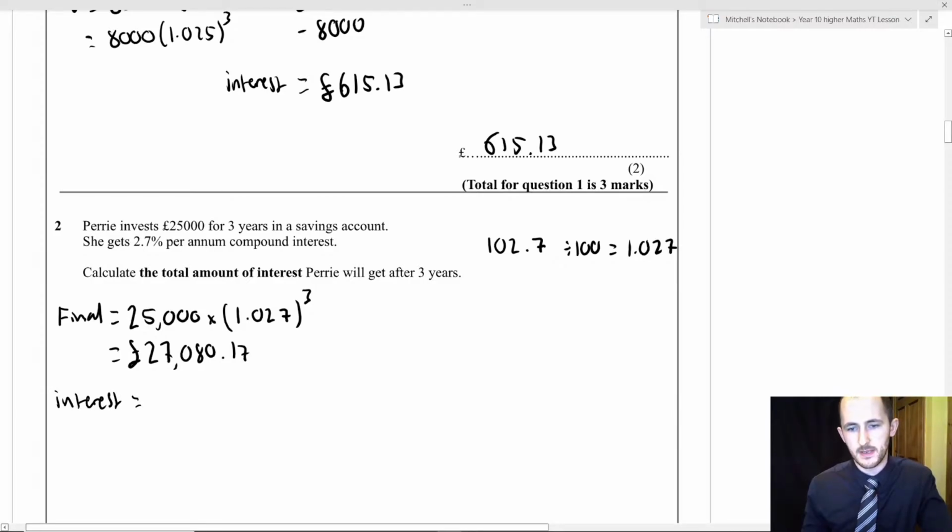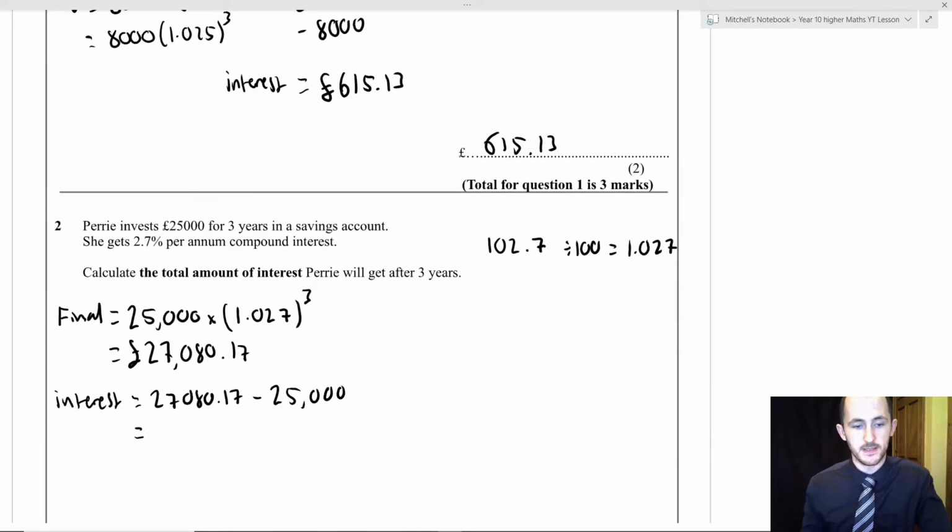what we're effectively doing is 27,080.17 minus the initial amount. If they ask you what the final value is, this would be our answer. But if they ask us for the interest, we have to subtract 25,000. So that should be £2,080 and 17 pence. Okay.